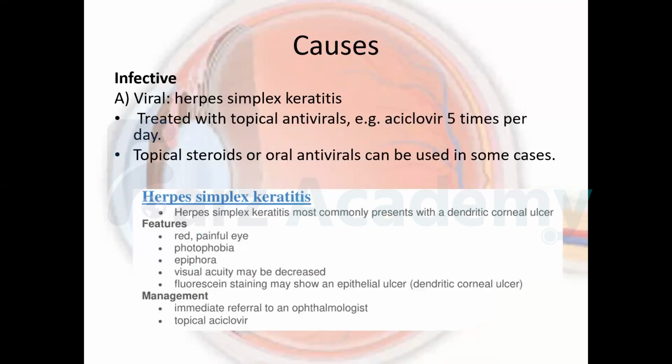Moving on to the causes, they can be infective and non-infective. The infective causes can be viral, bacterial, fungal, or protozoal. First we will look at viral keratitis, and the most common one is herpes simplex keratitis. So how does it present? It usually presents with a red, painful eye. Patients might have photophobia and epiphora, that is excessive watering of the eyes. The visual acuity might be reduced, and fluorescein staining may show epithelial ulcers. Dendritic corneal ulcers are characteristic of herpes simplex keratitis.